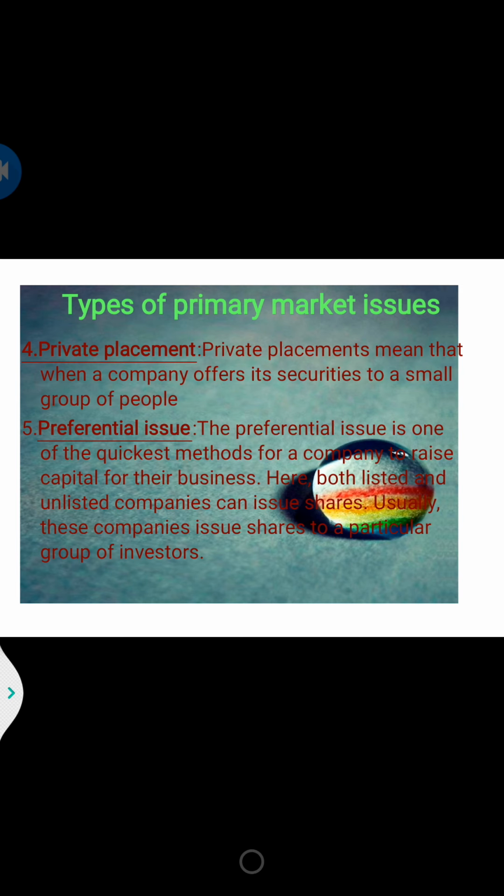The preference shareholders receive the dividend before the ordinary shareholders receive theirs, right? So the preferential shareholder gets much more importance compared to the real owners, or what we call equity shareholders or ordinary shareholders.